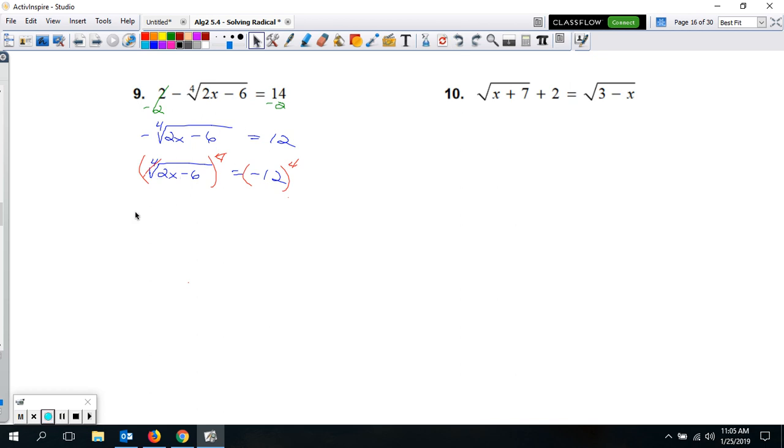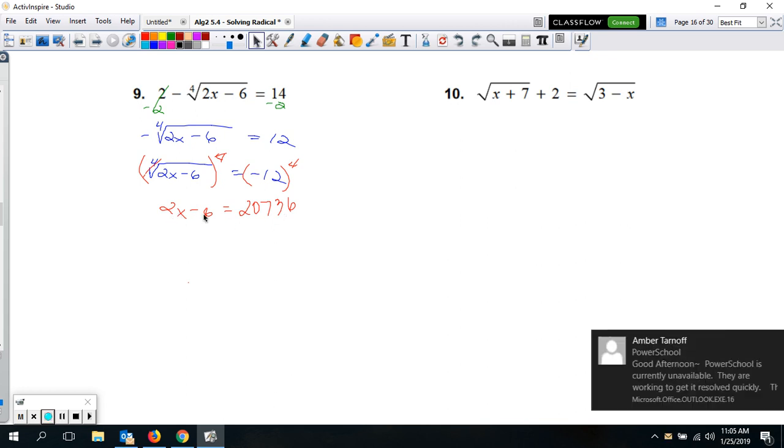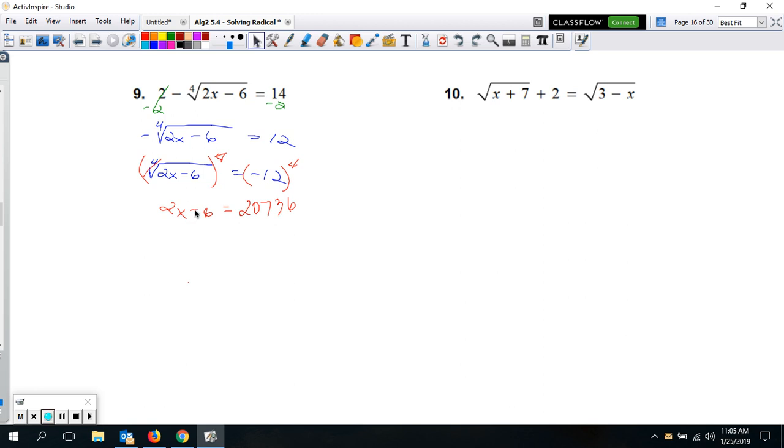So now we'll just get our 2x minus 6 coming out, and we're going to do negative 12 to the 4th power. Multiply negative 12 times itself 4 times. 4 negatives would leave this a positive number, and then 12 to the 4th power would equal the number 20,736. So now we're just going to solve for x. We're going to do a couple quick steps here. We add 6 to both sides and then divide by 2.